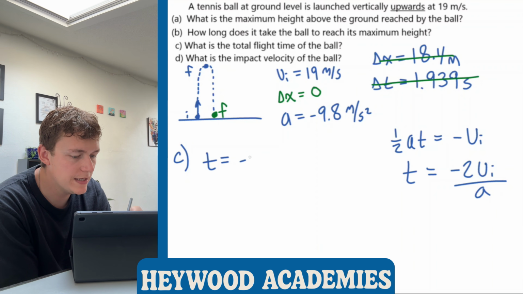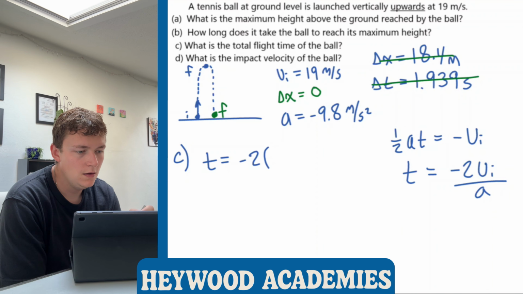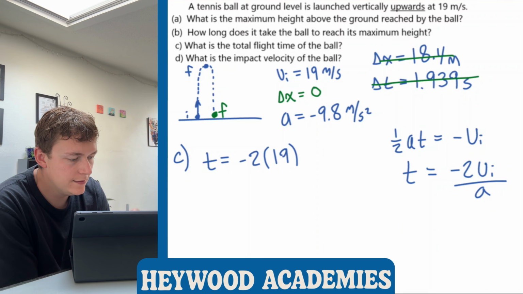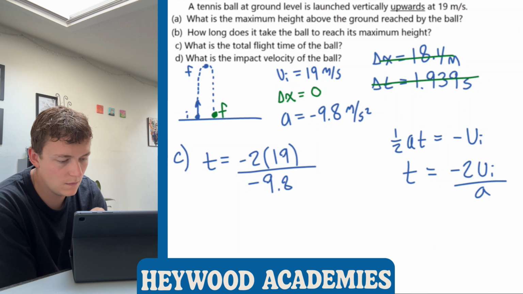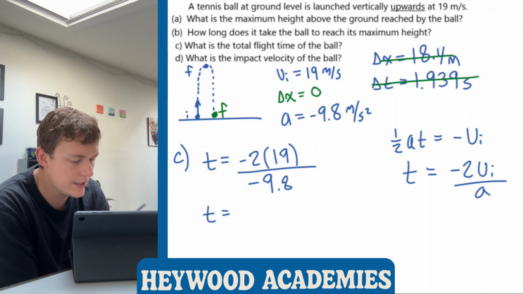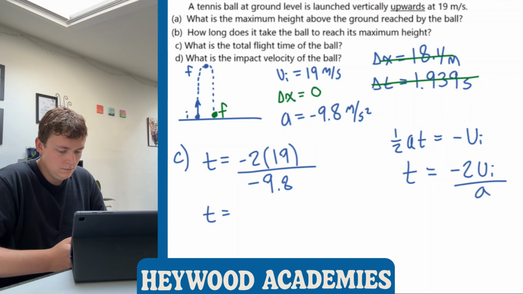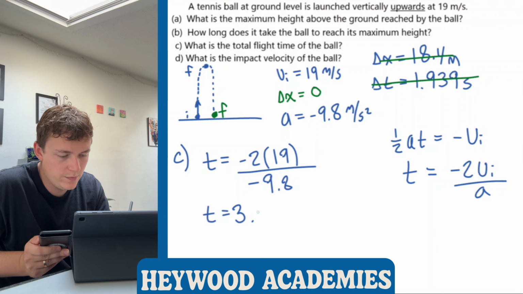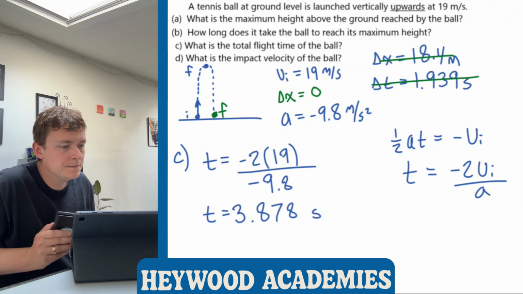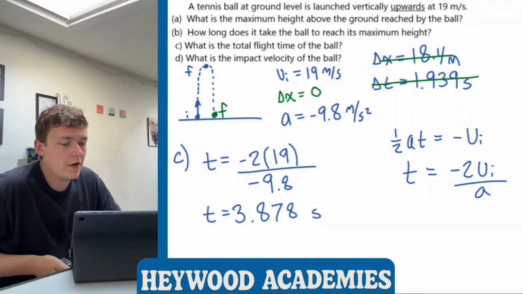Okay, so t is equal to minus 2 vi. Initial speed we had was 19, divided by acceleration, minus 9.8. And let's see what we get for that. Okay, so we have minus 2 times 19 over minus 9.8, which gives us 3.878, let's say. Okay, so that was a whole lot of work to solve for the time.